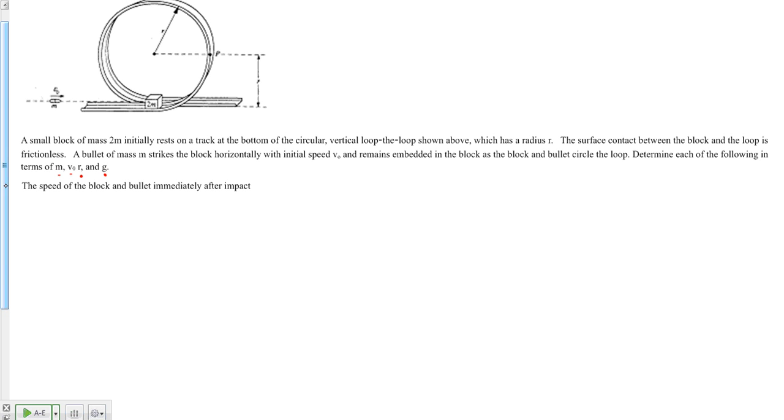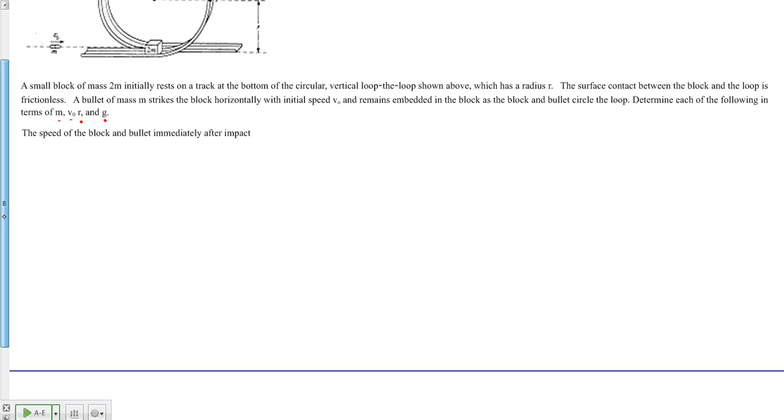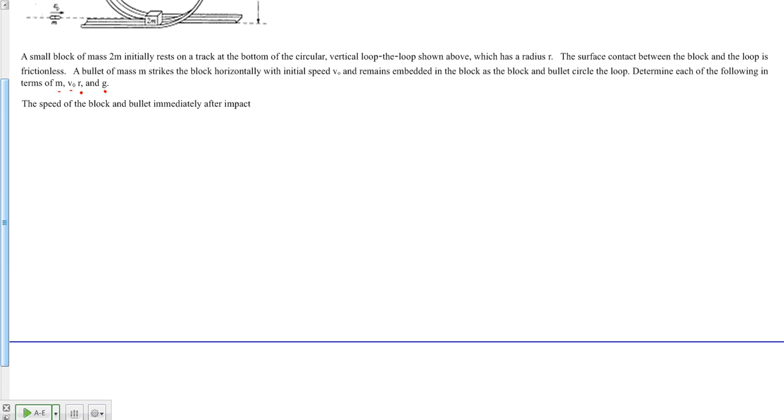Speed of the block after impact. What type of problem? Momentum conservation. Two objects colliding, it's momentum conservation. m1 v1 plus the second object equals m1 plus m2 times the new velocity. Two objects before, they combine and make one object afterwards.